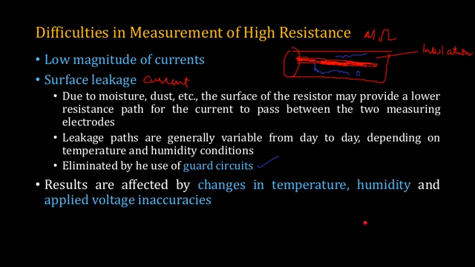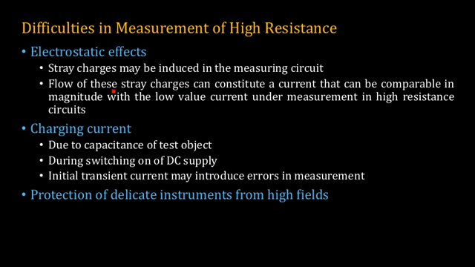The resistance measurement is also affected by the temperature, humidity, as well as the voltage that is being applied. Again, you have electrostatic effects. You will be having stray charges introduced in the measuring circuits, because since the current levels are very low, as I've already told you, you'll be using higher voltages in order to increase the current levels. These higher voltages will induce some stray charges in the measuring circuits. These stray charges constitute some currents which add up with the measuring values, which introduces some errors.